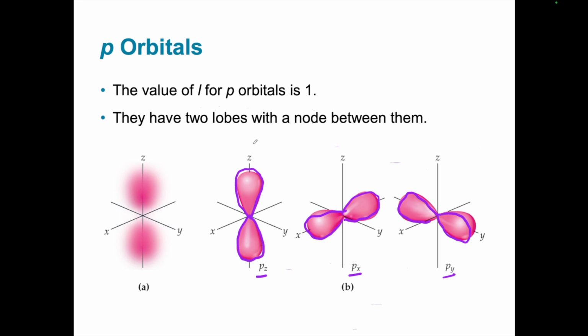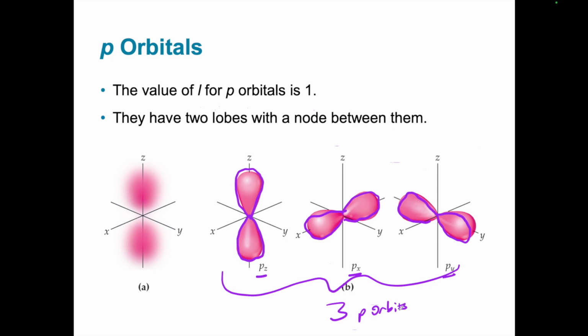And notice how many there are here. How many are there? There's pz, px, py. Some people do this alphabetically and say px, py, pz. Well, that's what I like to do. It doesn't matter as long as you know which is which. But notice there are 3 total, 3 types of p orbitals, or shapes, not shapes, orientations.